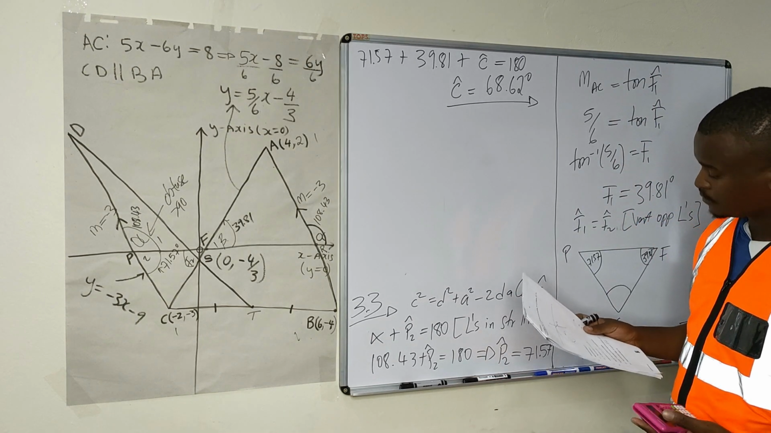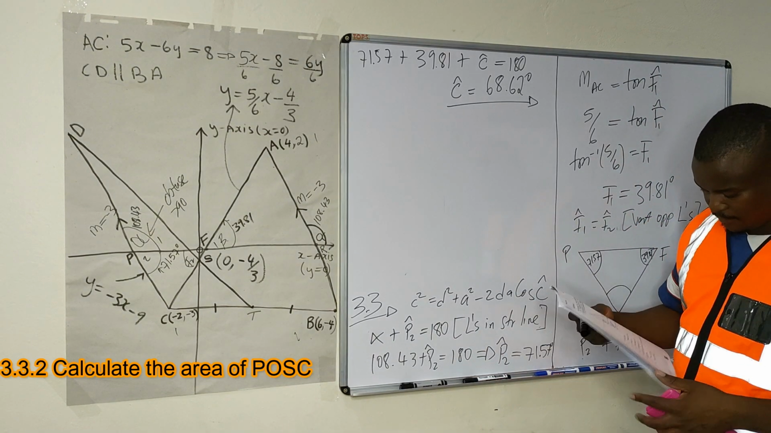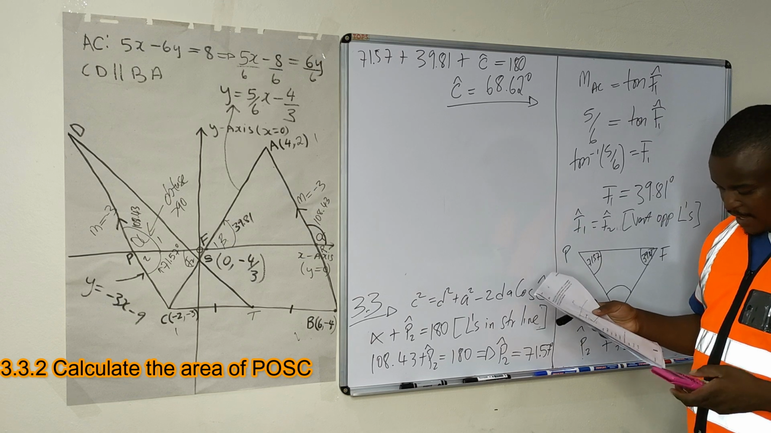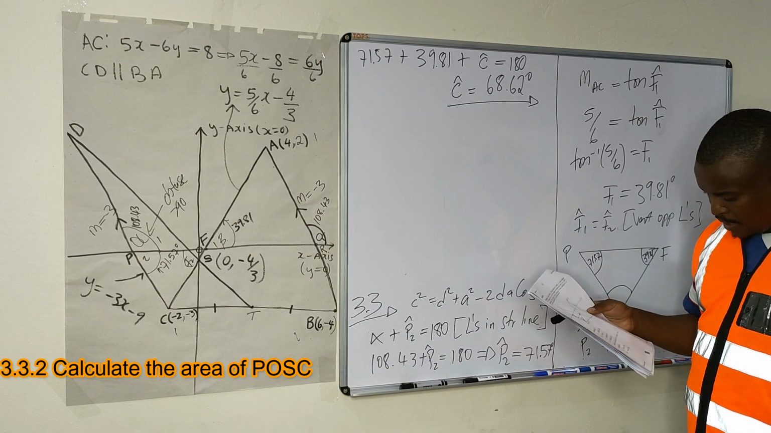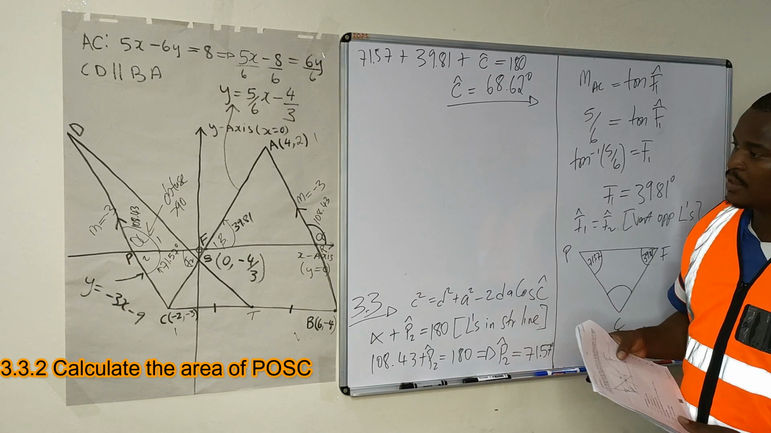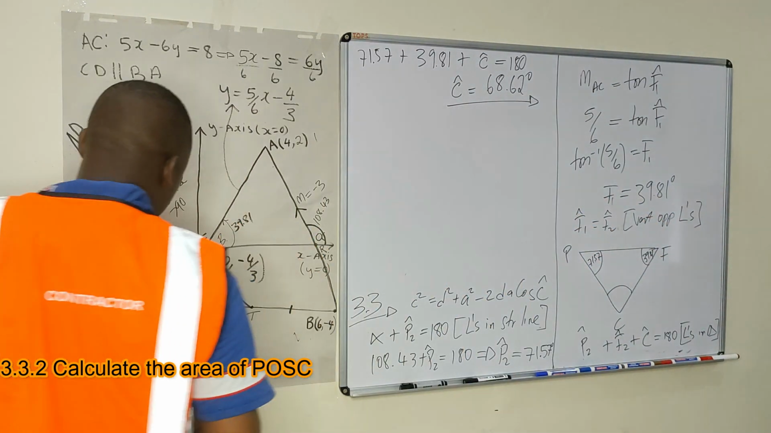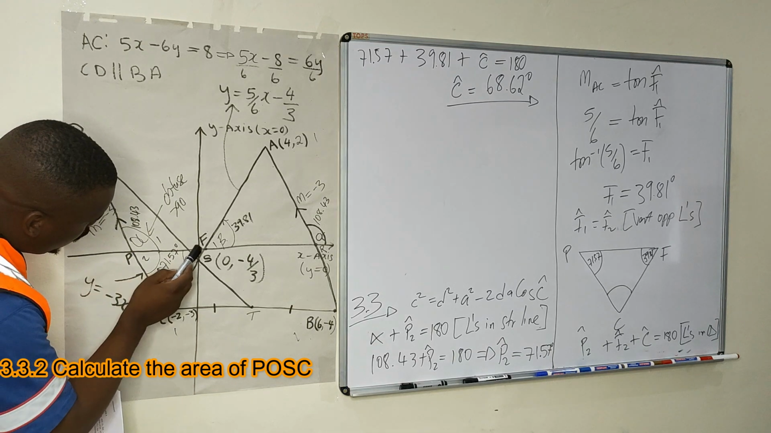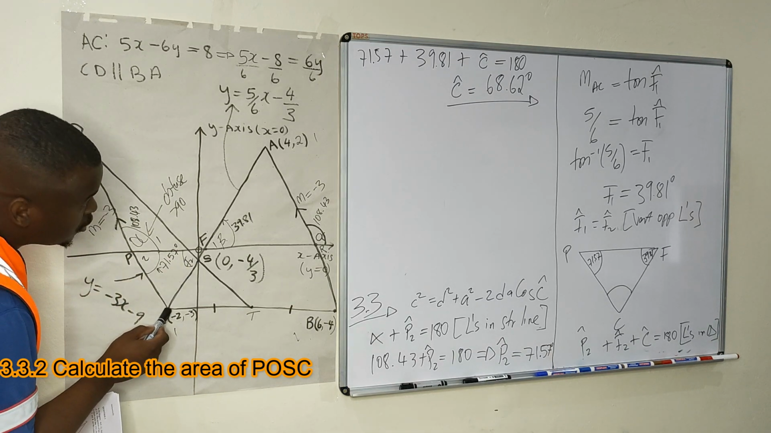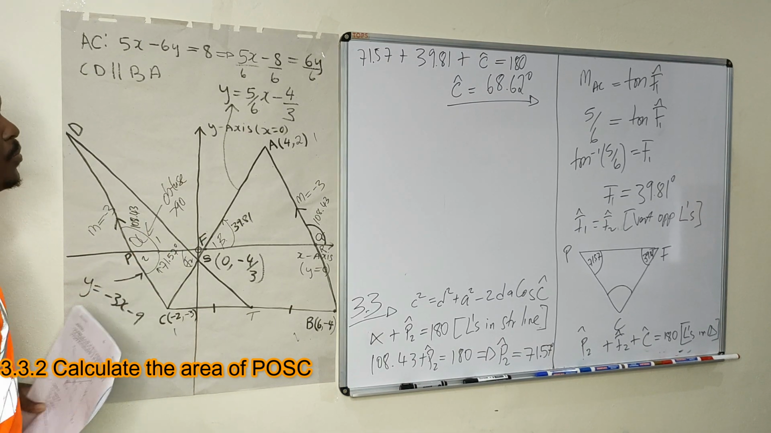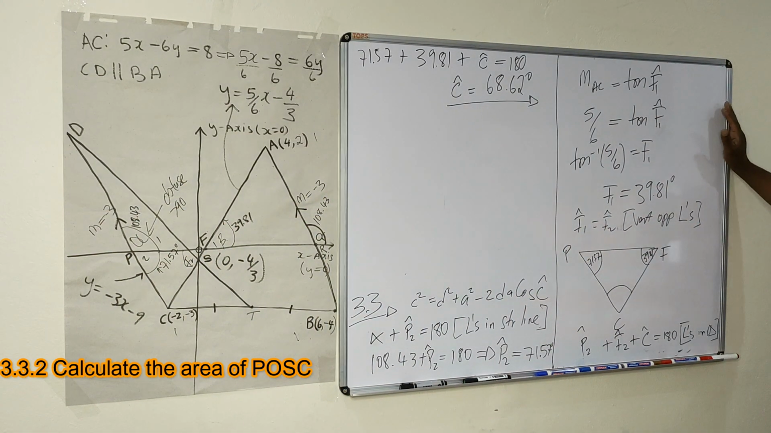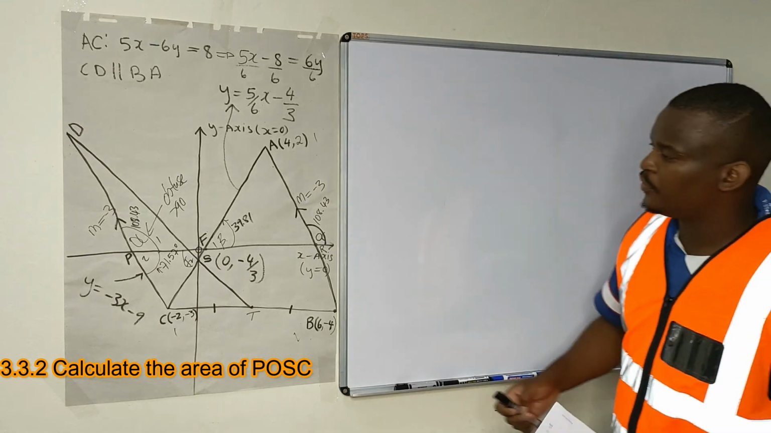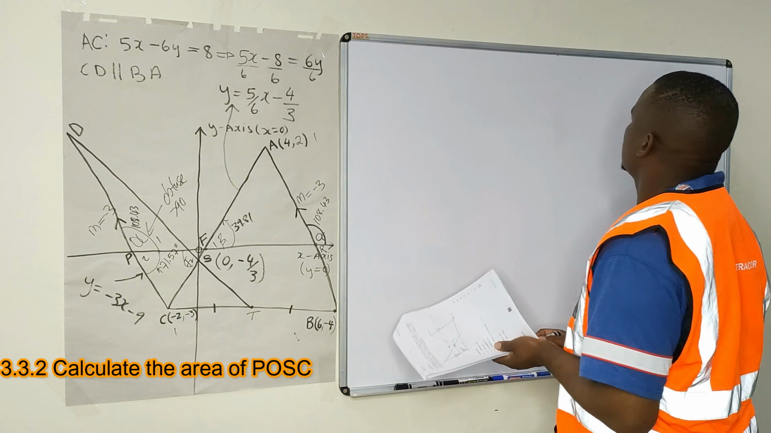Okay, what else? Calculate the area of POSC. They want to calculate the area of POSC. So I'm going to draw this part on the board separately. I hope this part is clear. If it's not clear, you can pause it. I'm going to clean the board now. So I want to find the area of that triangle there.